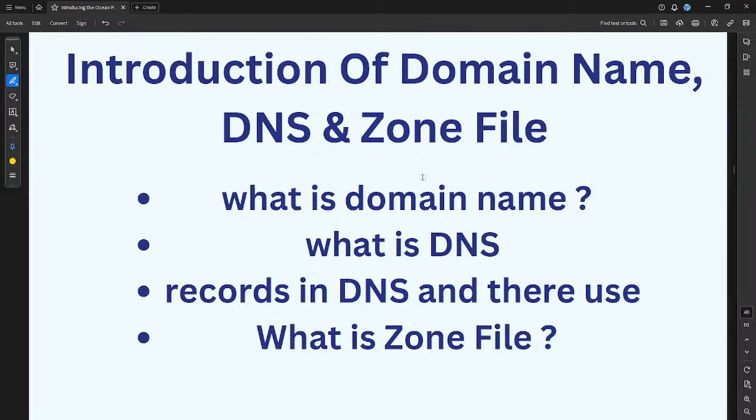So let's talk about domain names and zone files.